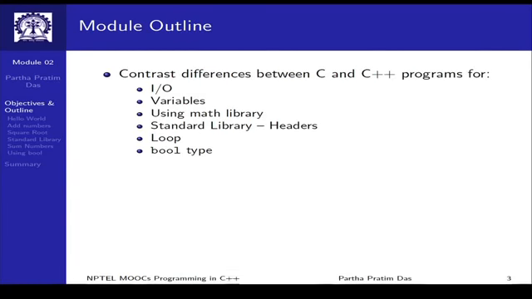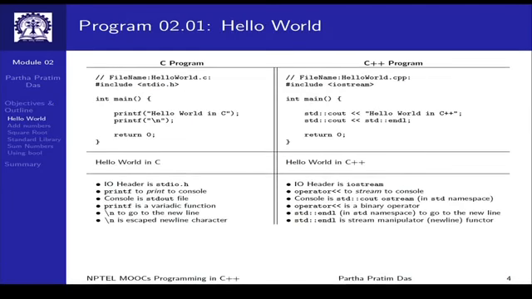We will primarily talk about the contrast in the areas of I/O, variables, math library, standard library headers, loop and the bool type. So, we start with the same initial program in C, that is to print hello world. Here in 2 columns we show the program to print hello world in C as well as in C++. You can note some of the basic differences.